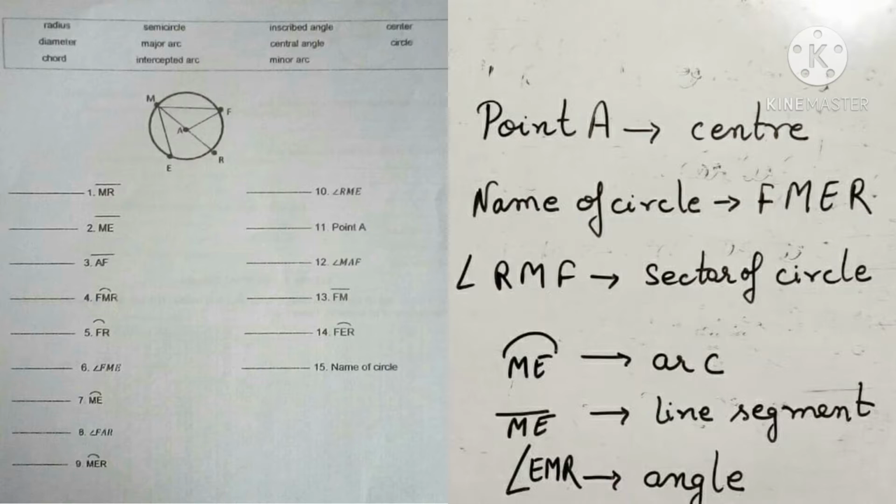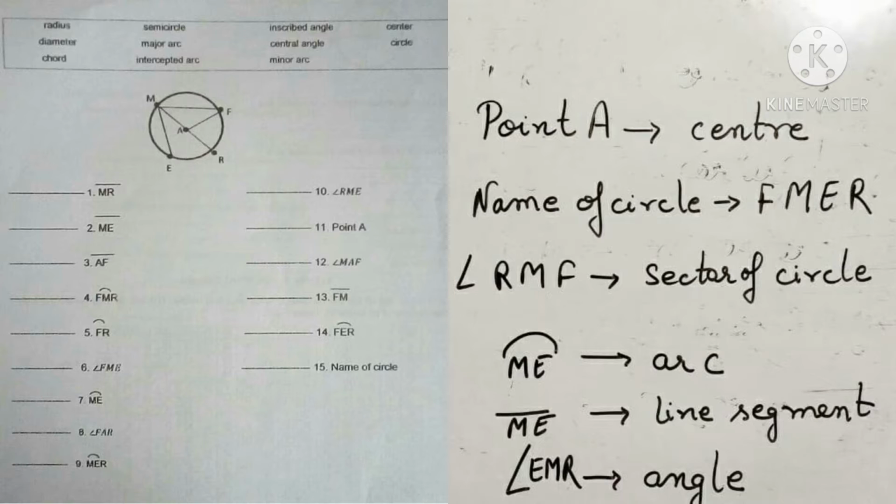All the points. The point from where the circle is drawn is the center of the circle. Here the point A is the center of the circle. Now the second point: how will we specify the name of the circle? We take all the points which lie on the boundary of the circle as the name of the circle, that is FMER. Now what is the sector of the circle? Sector of the circle, here it is RMF. That means the 3 points on the circle which make an angle after joining them.